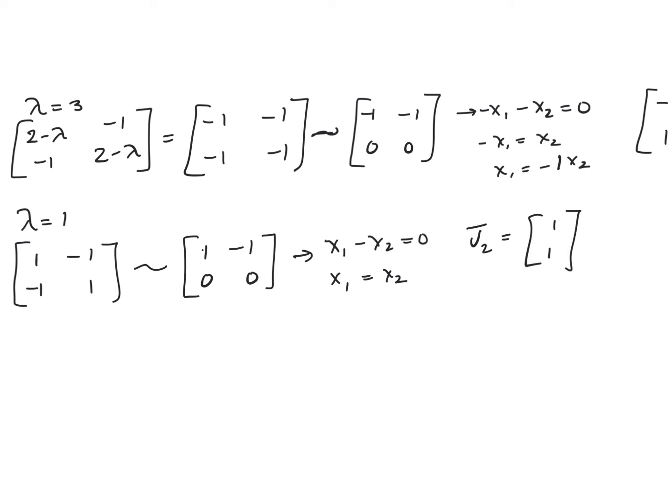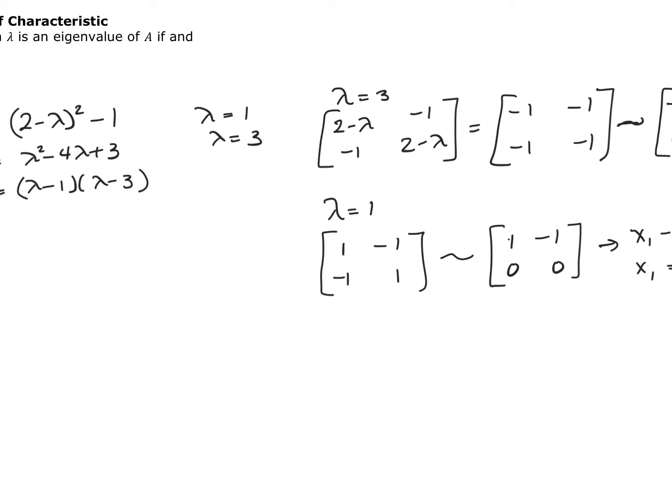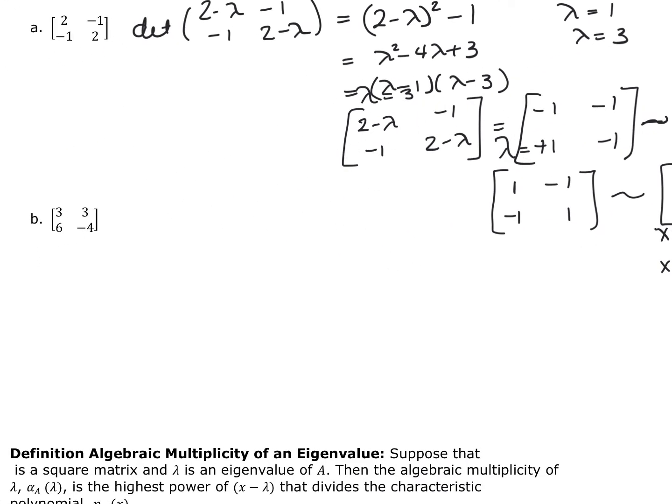And that's because 1 times x sub 2 is x sub 1, and x sub 2 is in terms of itself. We call this the null space. So if you've had linear algebra, we're basically finding the null space for this given matrix. So I found the eigenvalues and the eigenvectors. Now let's take a look at my next example.